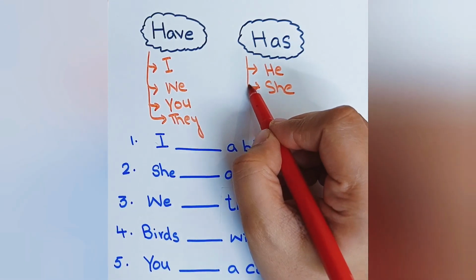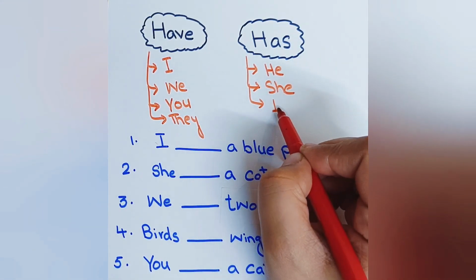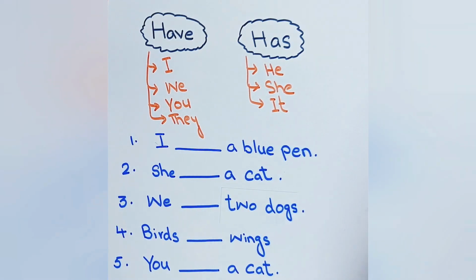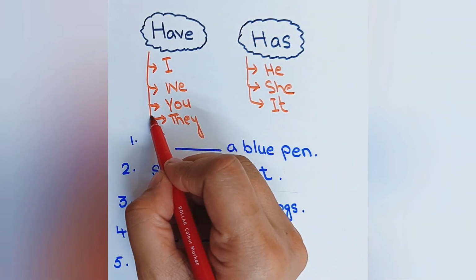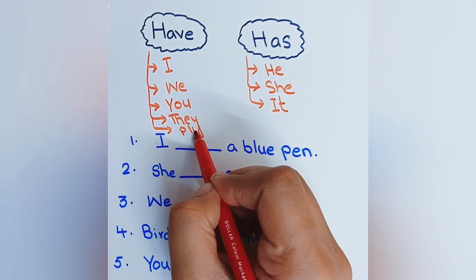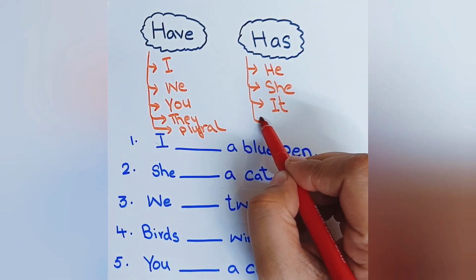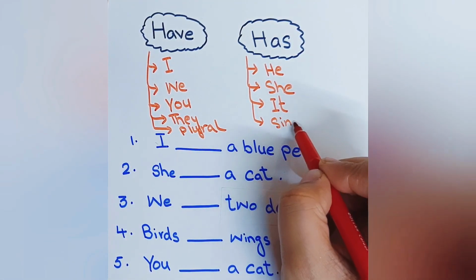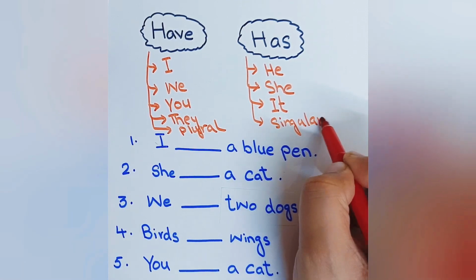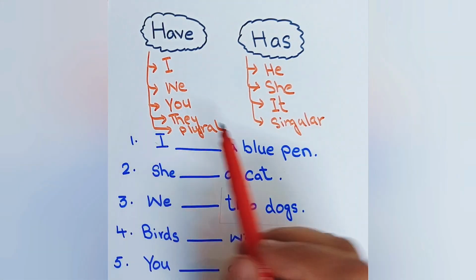she, it. Also remember that whenever the subject is plural, you will be using have. And whenever the subject is singular, you will be using has. So keep these tips in your mind and let's just practice some questions over here.